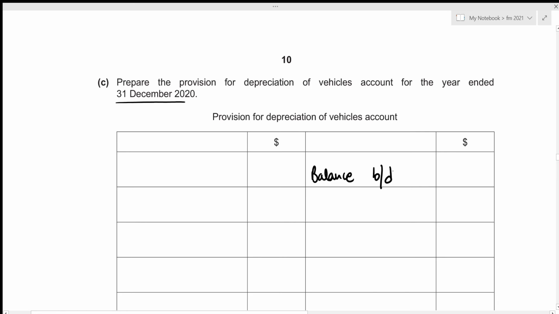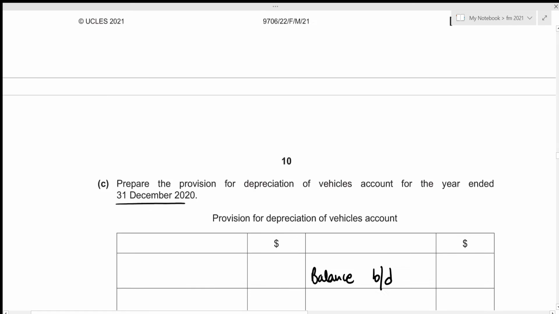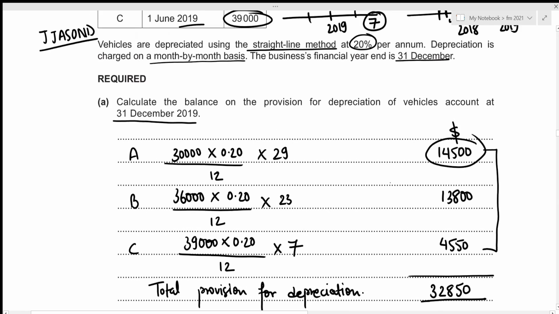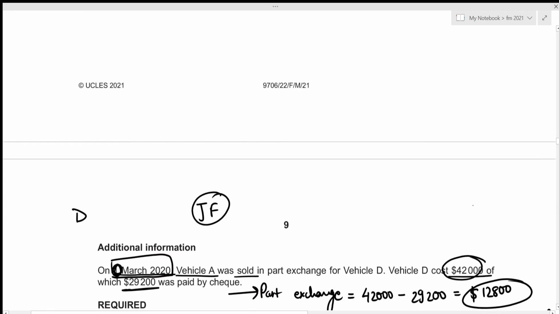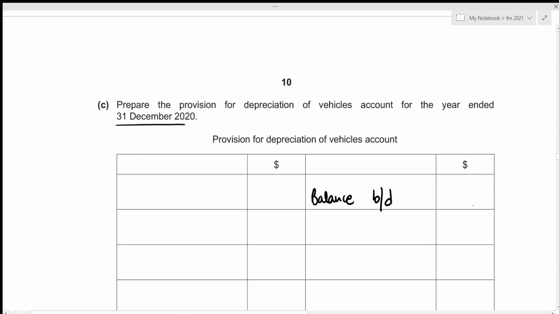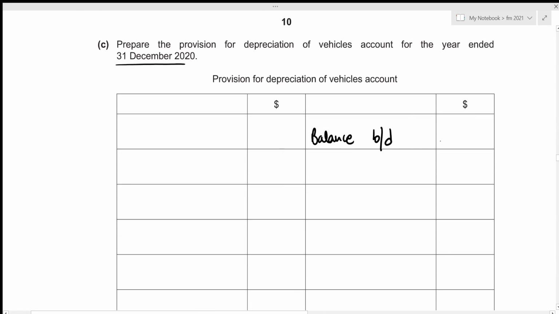Remember that this is the opening balance, which means that this is the provision for depreciation value at 31st December 2019, which we already figured out in the first part of this question. So we're just going to substitute that value. Let's have a look above. The total provision for depreciation was 32,850. We're just going to substitute this value as our opening balance in the provision for depreciation account. Alright, so that's 32,850.